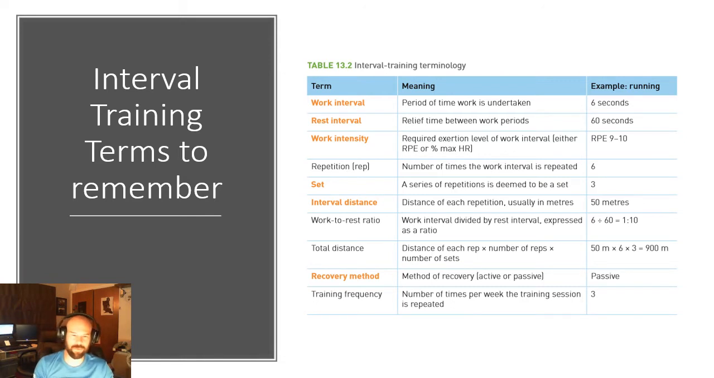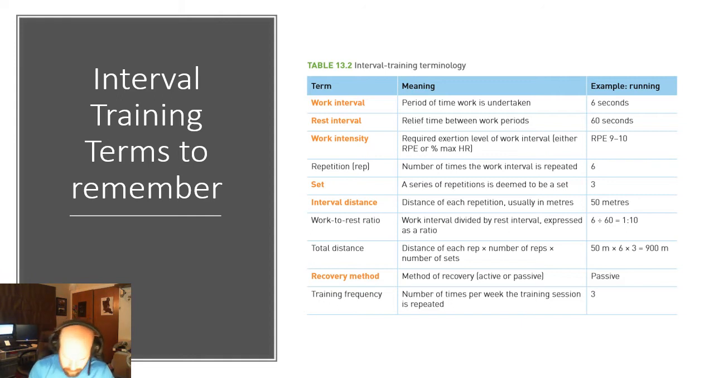Okay, so the total distance is another key term. So it's the distance of each rep times the number of reps times the number of sets. Okay, so in this instance, running 50 meters and you're doing that 6 times, then you times it by 3, you get a total distance of 900 meters.